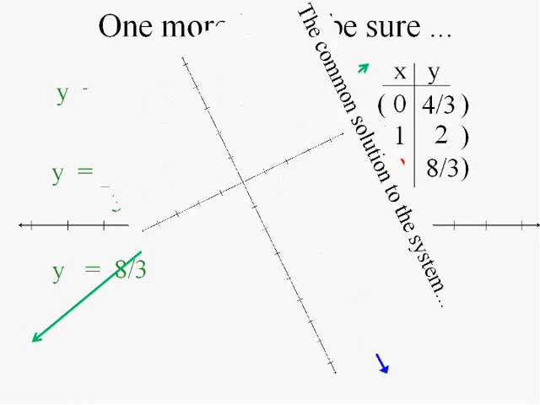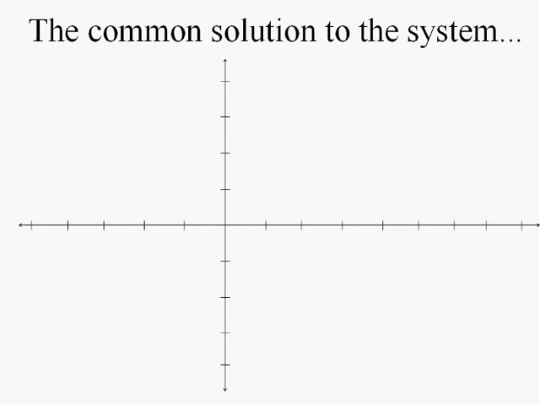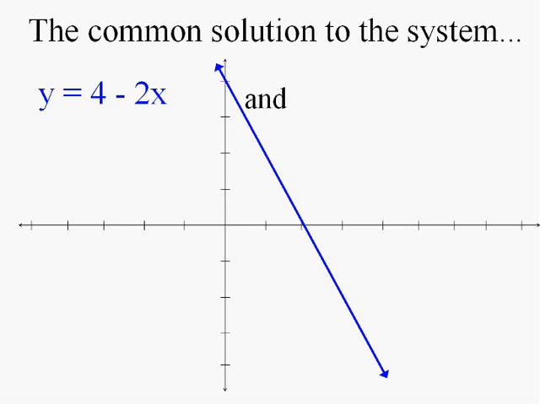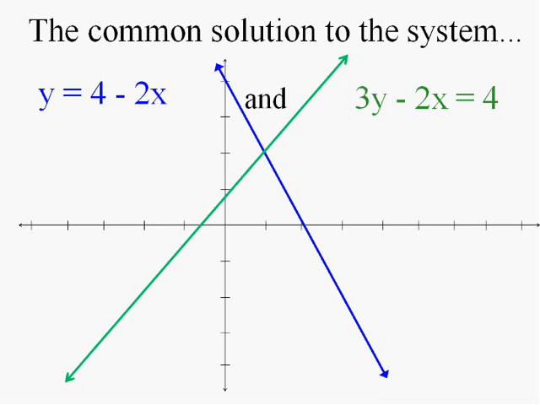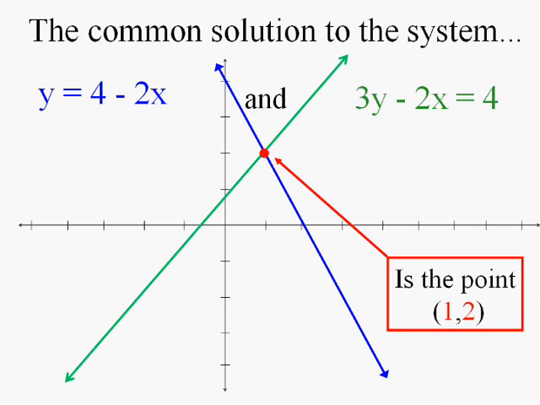And I know, prepare to be astonished, the solution that fits into both equations, the common solution to the system y equals 4 minus 2x and 3y minus 2x equals 4, is this point, 1, 2.